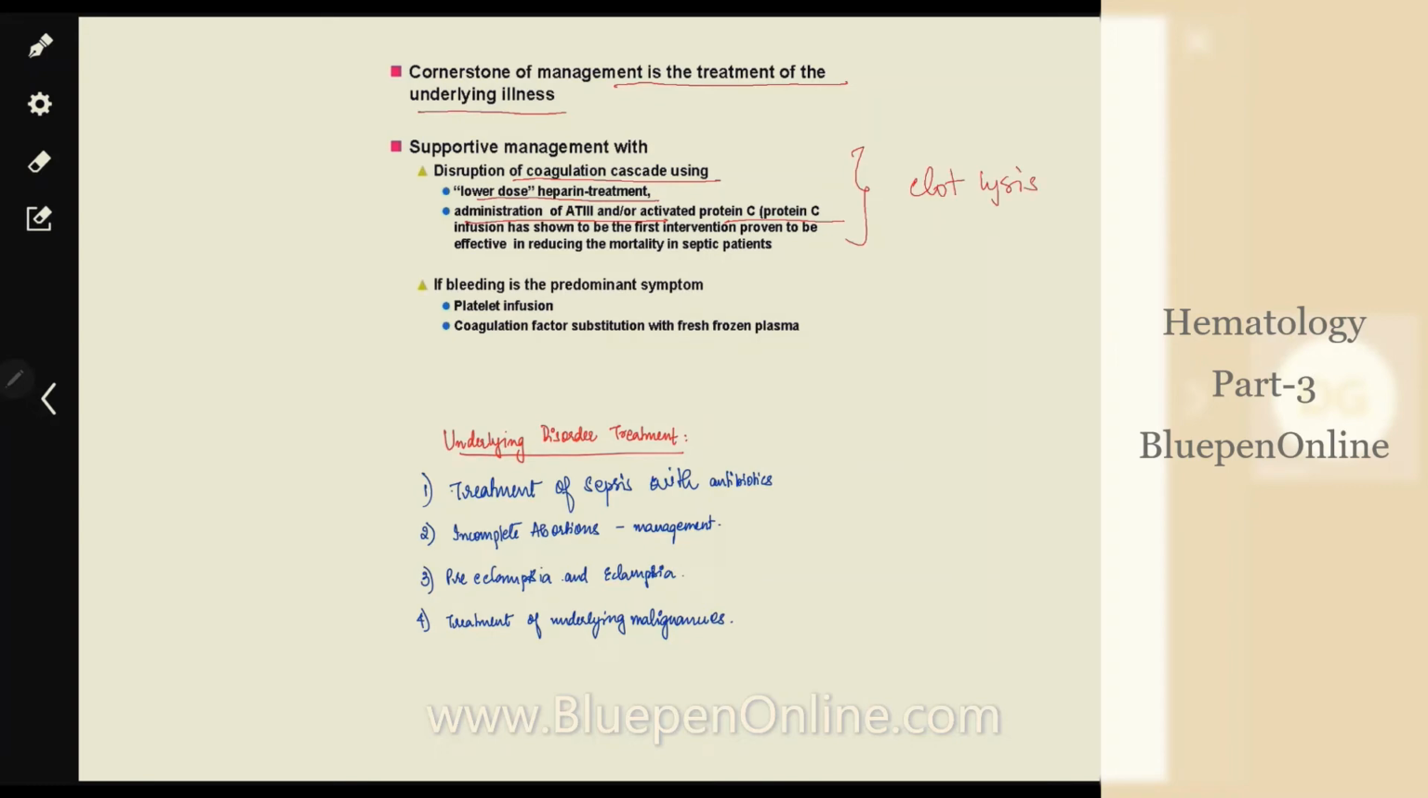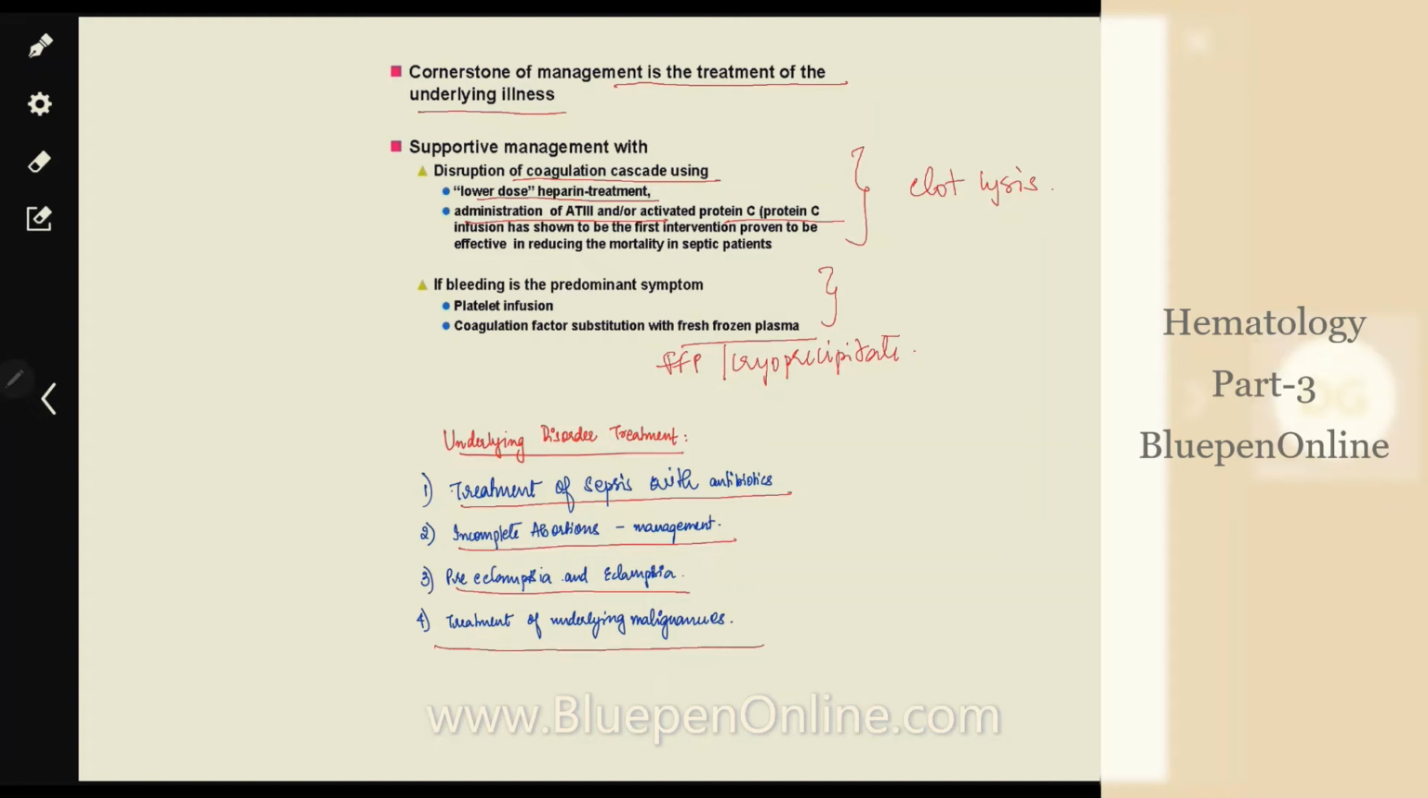If bleeding is the predominant symptom, then I can use platelet transfusion and give fresh frozen plasma or cryoprecipitate. But the cornerstone of the management is treatment of underlying disease. So how do I treat the underlying disease? Treatment of sepsis with antibiotics, incomplete abortion management, pre-eclampsia and eclampsia, treatment of underlying malignancies.